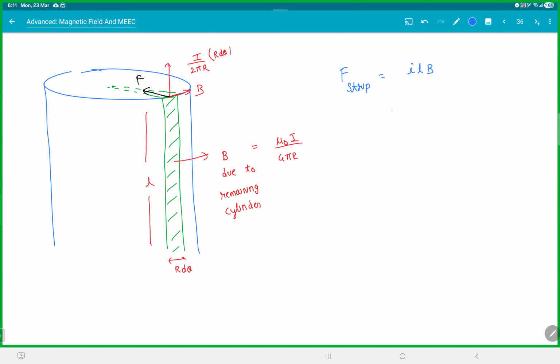So current will be I d theta by 2 pi. Length is L and the magnetic field is mu naught I by 4 pi R. The pressure will be force on the strip by that area, which is L into R d theta. So that thing comes out to be mu naught I square by 8 pi square R square, multiply and divide by R and send the delta R. This is the magnetic pressure on the surface.